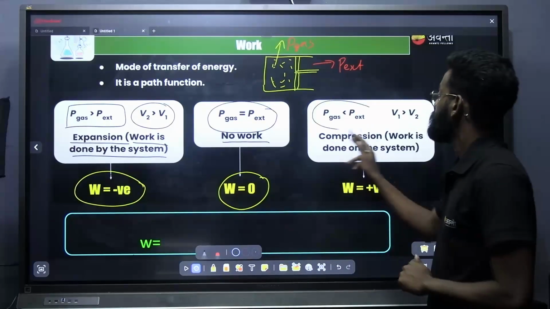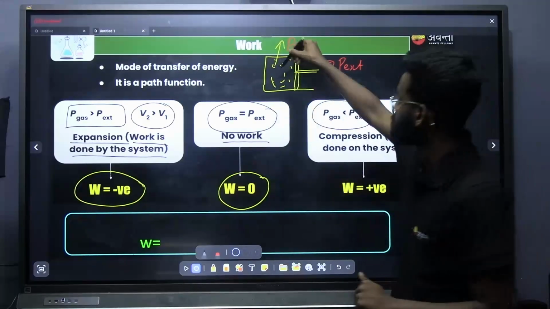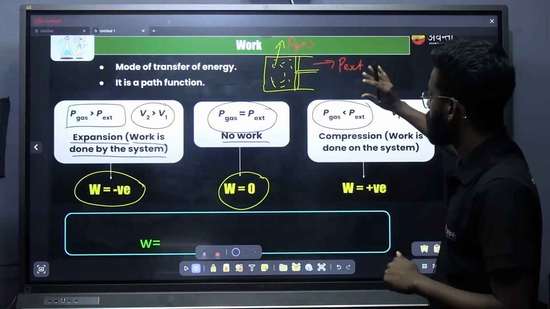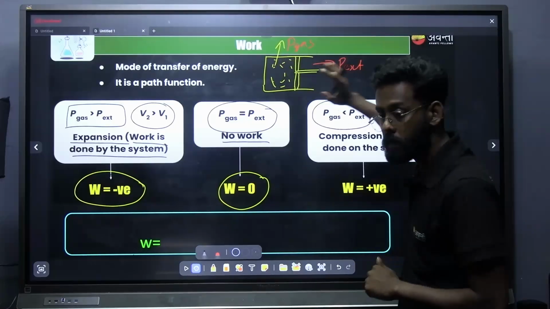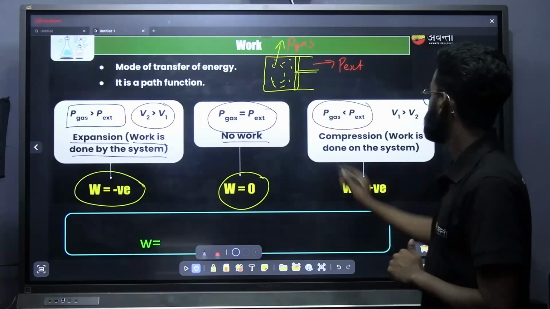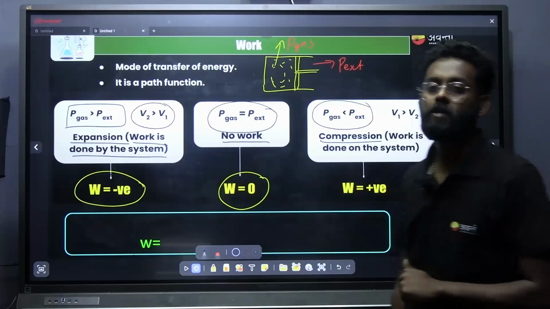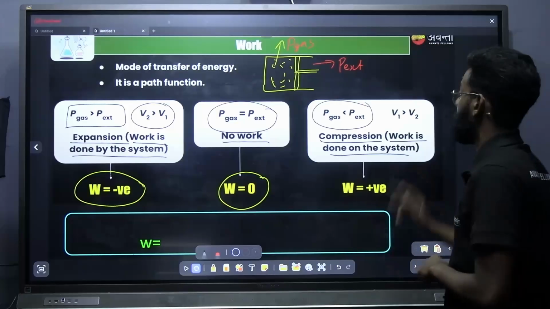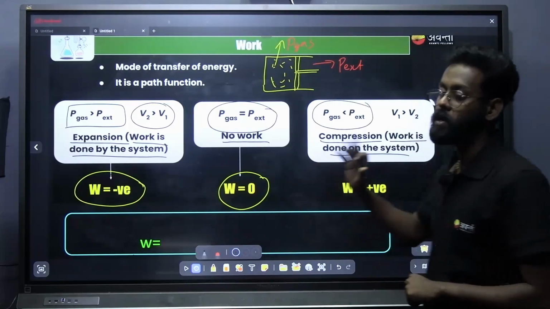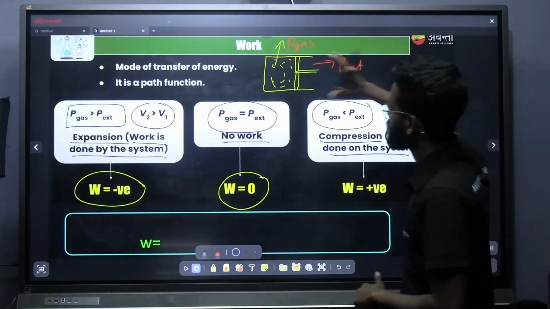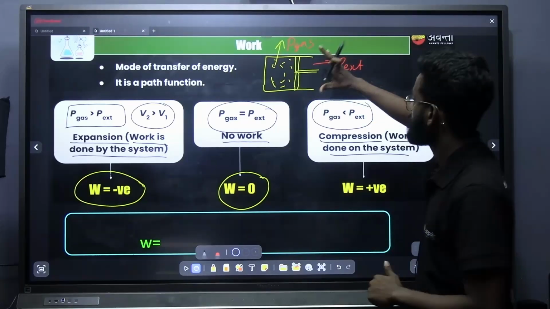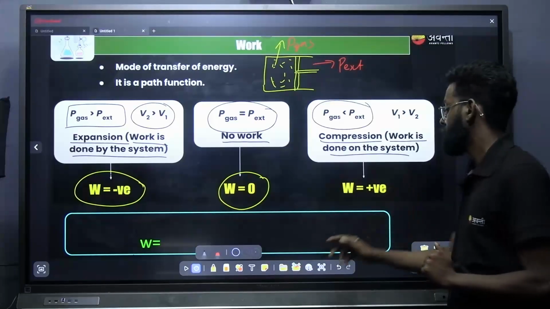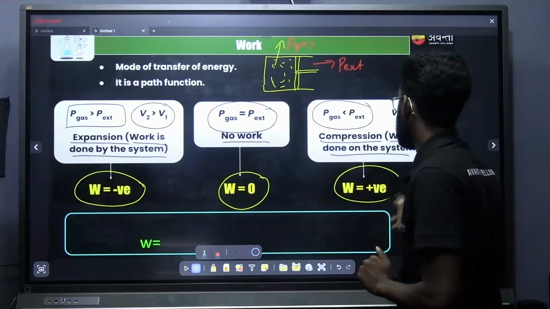Okay. Now the other case: if the pressure of the gas is lesser than the external pressure, that is, the pressure inside this container is lesser than the external pressure, what is going to happen? The piston will go inside, which means there is a compression. Whenever there is a compression, work is done on the system. That is, this piston is doing something on the system. That is why work is done on the system.